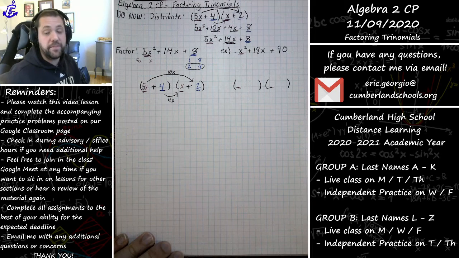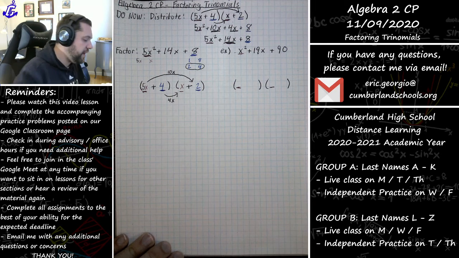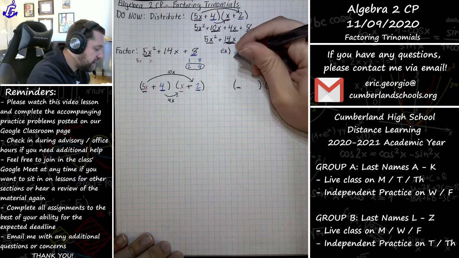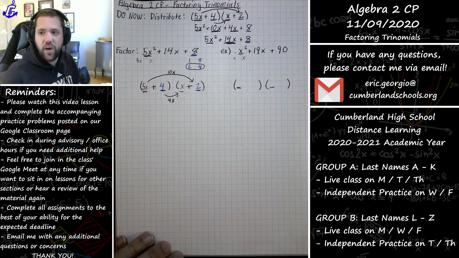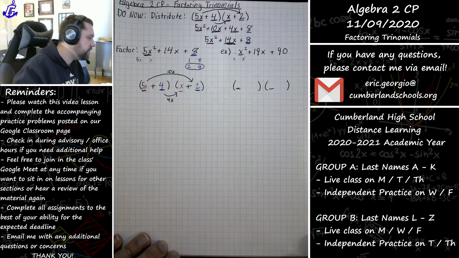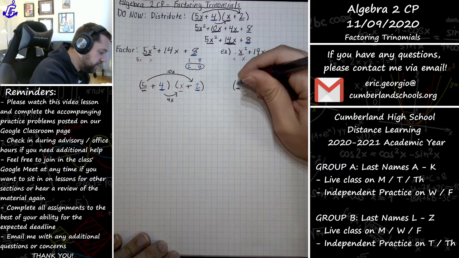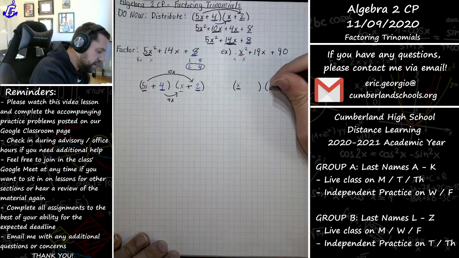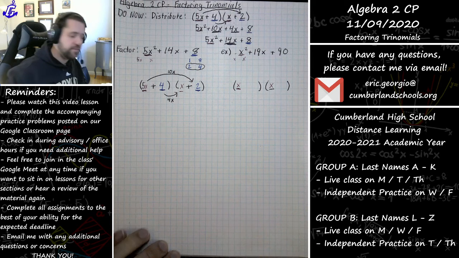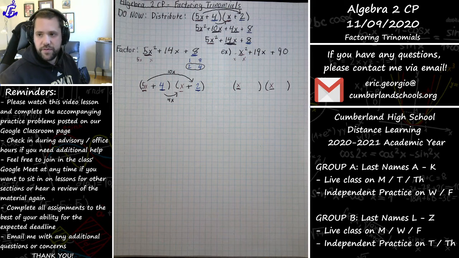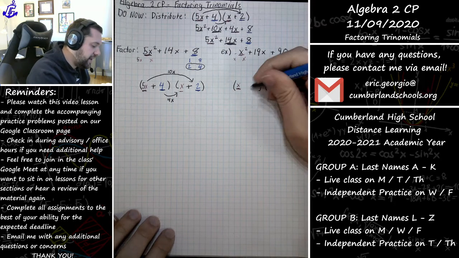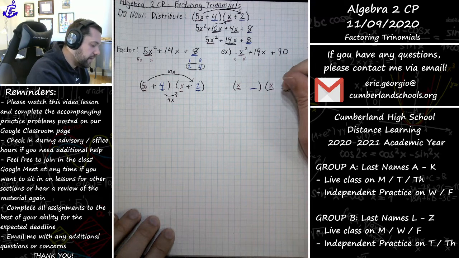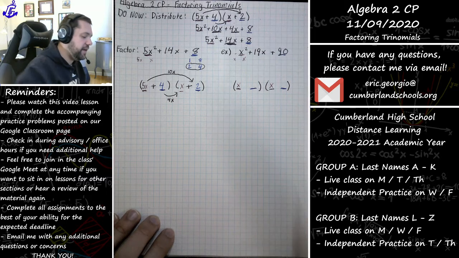So what are my possibilities for that? Well, to get 1x squared, I need 1x and 1x. That's it. There's no other possibility that I can really use, right? So I would start with 1x and 1x. See that? I know that my last two numbers need to multiply to that 90. This number and this number here need to multiply to the 90.